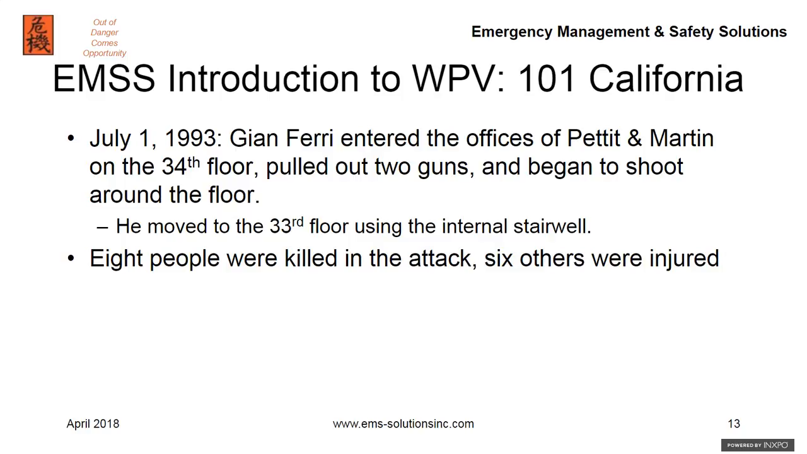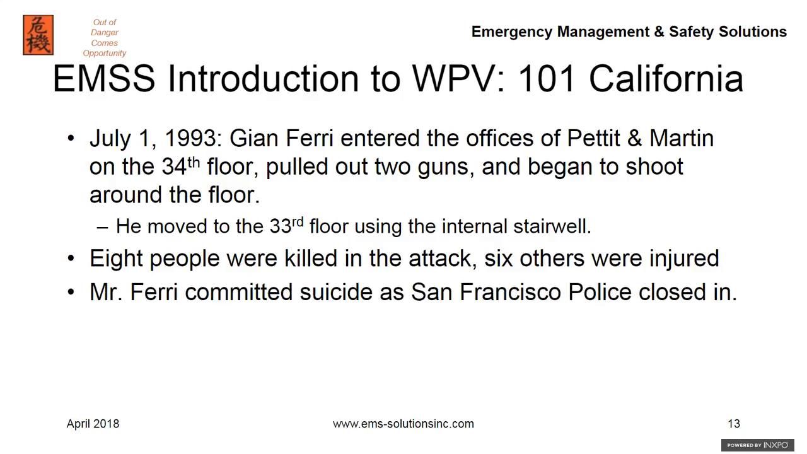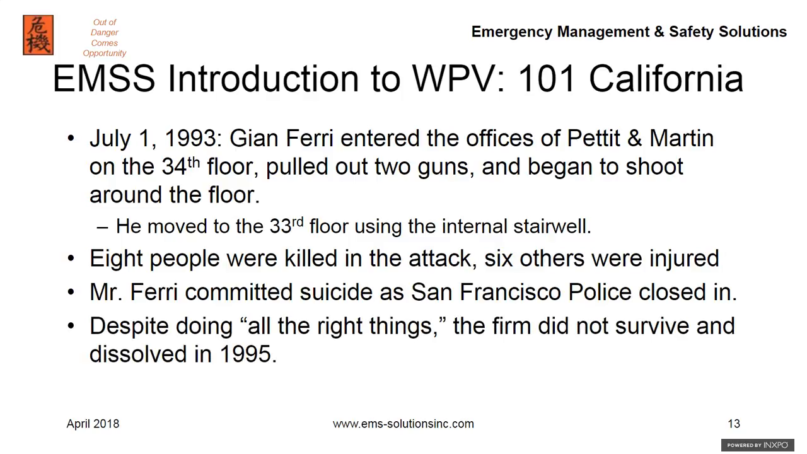People were shocked. Now, I have to say that Pettit and Martin did all the right things. They actually worked closely with their employees. They worked closely with their customers. But what happened to them was something that has to do with the impact of these kinds of events. Now, the gentleman actually committed suicide as the police closed in on them. But despite doing all the right things, Pettit and Martin, which was the 5th largest law firm in the state of California, did not survive, and they actually dissolved 2 years later. They could not emotionally recover from having 8 people killed at work.